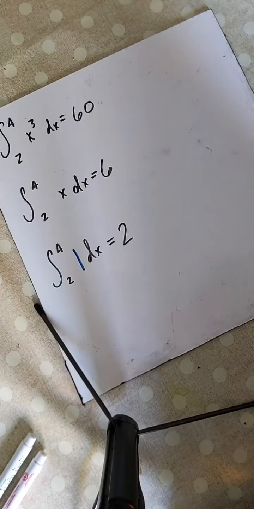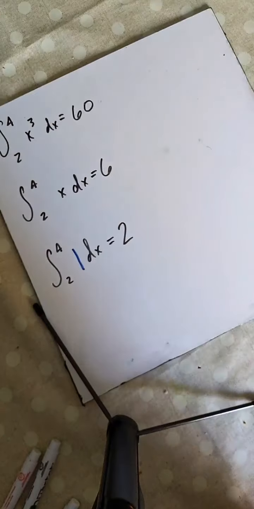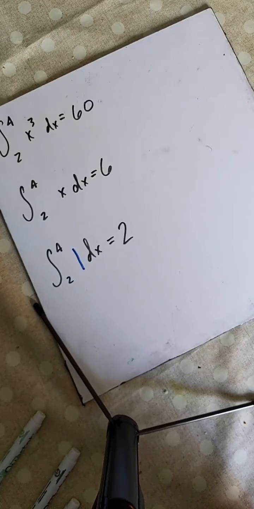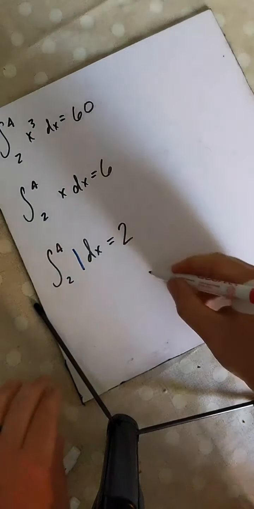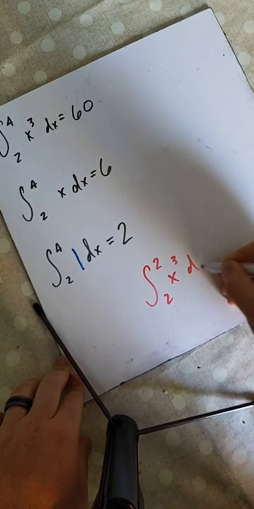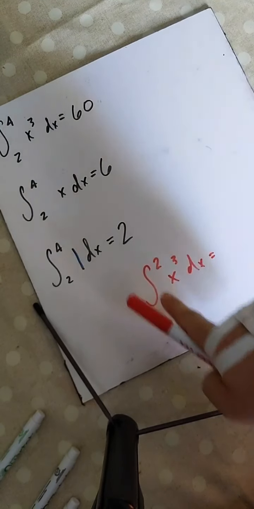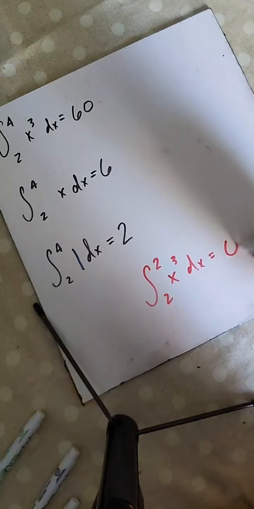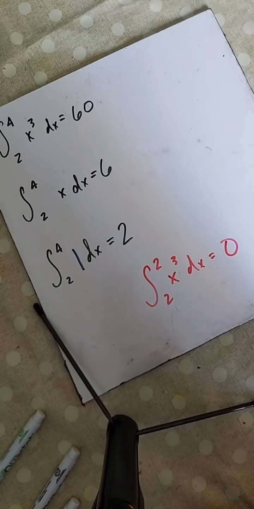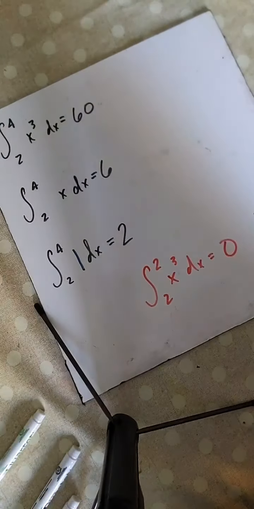So what we need to do here now is to answer these questions. So if we know that, first problem is asking us, okay, what is the integral from 2 to 2 of x cubed dx? Well, using the properties that we know, since these two numbers are the same, it doesn't matter. That's going to be 0. So anytime the numbers are the same, your answer is going to be 0.